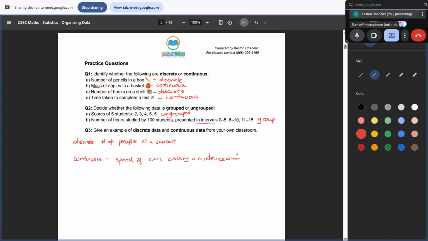All right, so that's all that we need to cover in terms of discrete and continuous data, grouped data, and ungrouped data.